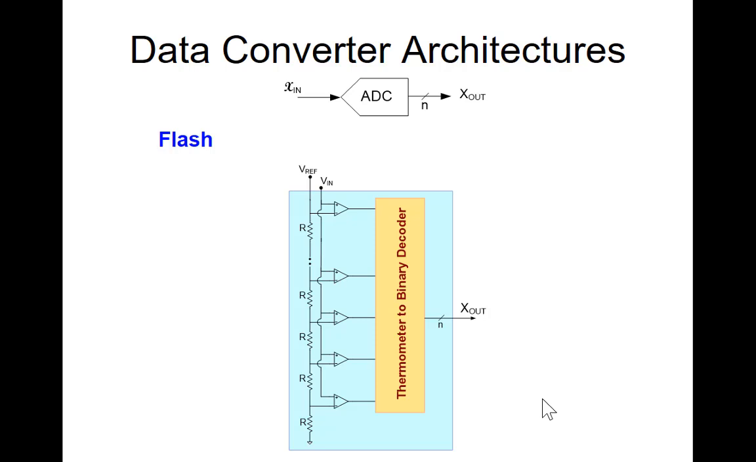The output is a thermometer code. The output will be zeros down to some point and then ones below that, depending on what the input is. We then go to a thermometer to binary decoder to get a binary output. So this is a basic flash architecture. Real simple, isn't it? If n is 16, however, it requires 64,000 or 65,000 comparators, which is not attractive.